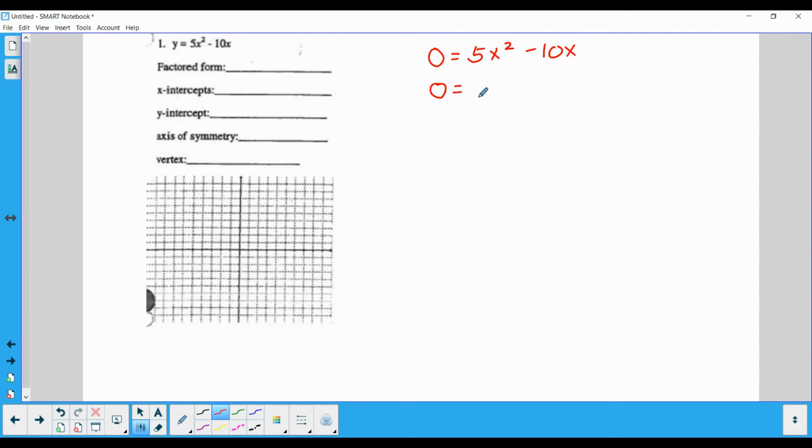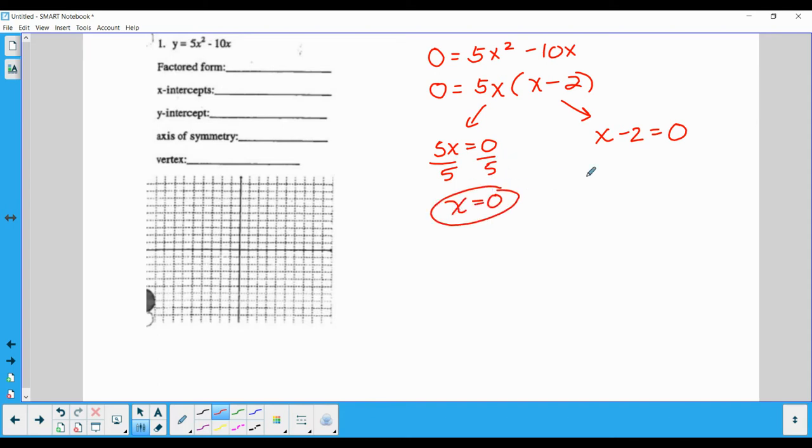So the GCF of these two terms is 5x, which when I factor that out leaves me with x minus 2. The reason I'm setting this equal to 0 is so that I can also find the x-intercepts, because the x-intercepts are the values of x that make an equation equal 0. So 5x equals 0 is one equation, and x minus 2 equals 0 is the other. If I divide both sides by 5, I get x equals 0. And if I add 2 to both sides, I get x equals 2.